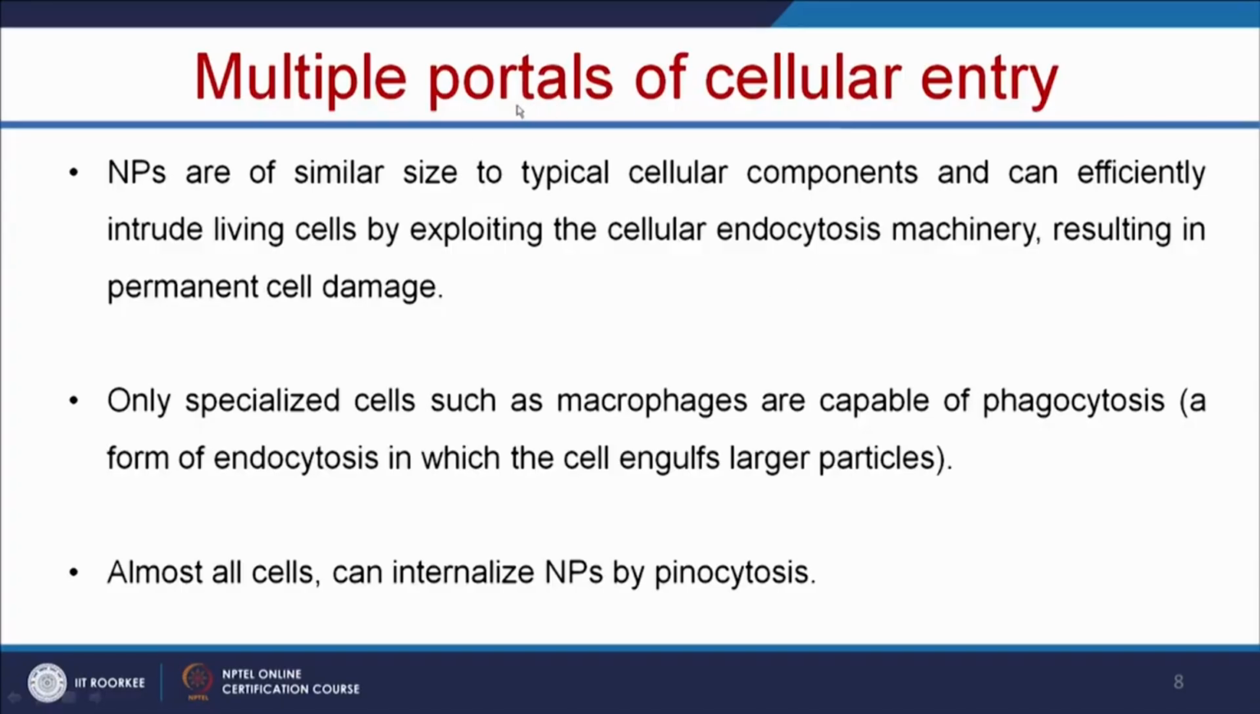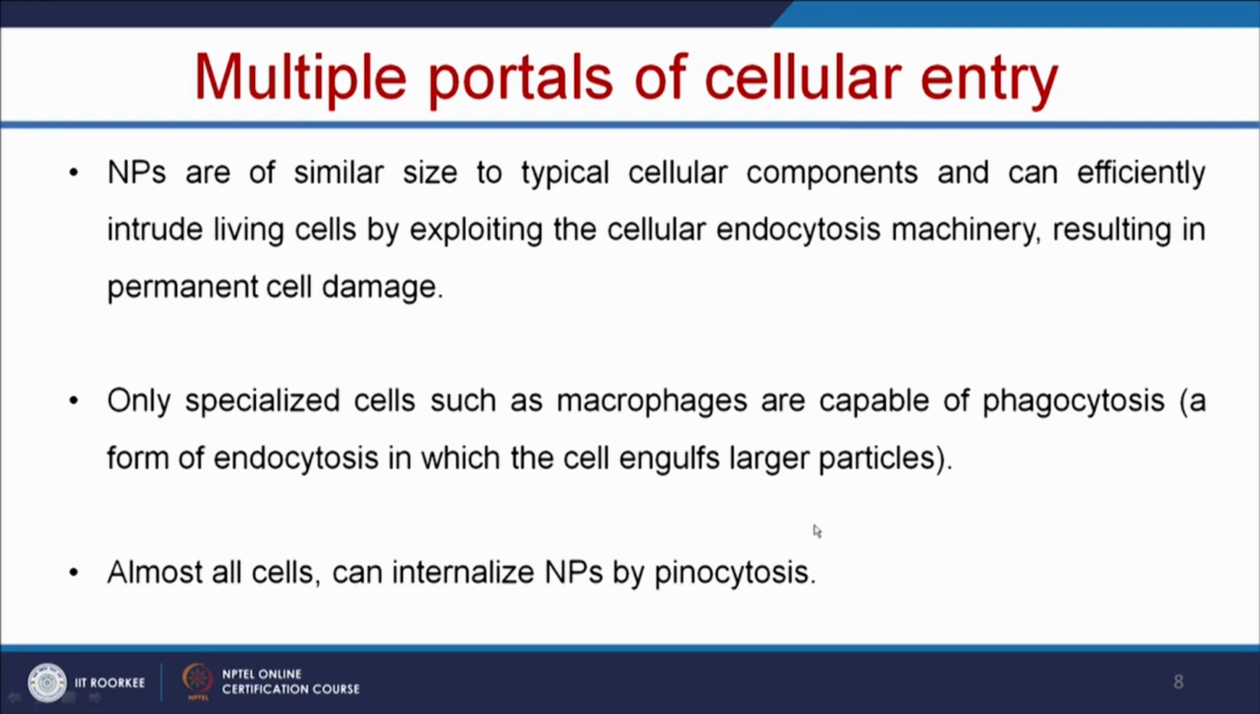So let us see the multiple portals of cellular entry. Nanoparticles are of similar size to typical cellular components and can efficiently intrude the living cells by exploiting the cellular endocytosis machinery, and it can result in permanent cell damage. Only specialized cells such as macrophages are capable of phagocytosis, a form of endocytosis in which the cells engulf larger particles, and almost all the cells can internalize nanoparticles by pinocytosis.